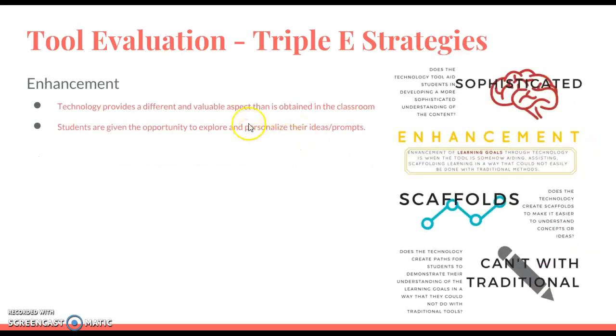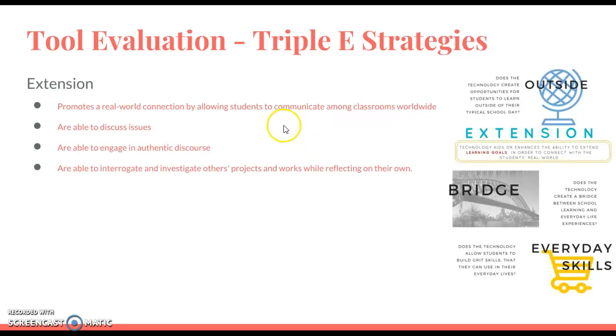It also includes enhancement because the technology here provides a different and valuable aspect than is obtained in the classroom. This gives students the opportunity to explore and personalize their ideas and prompts. Lastly, it includes extension because it promotes a real-world connection by allowing students to communicate among classrooms worldwide.